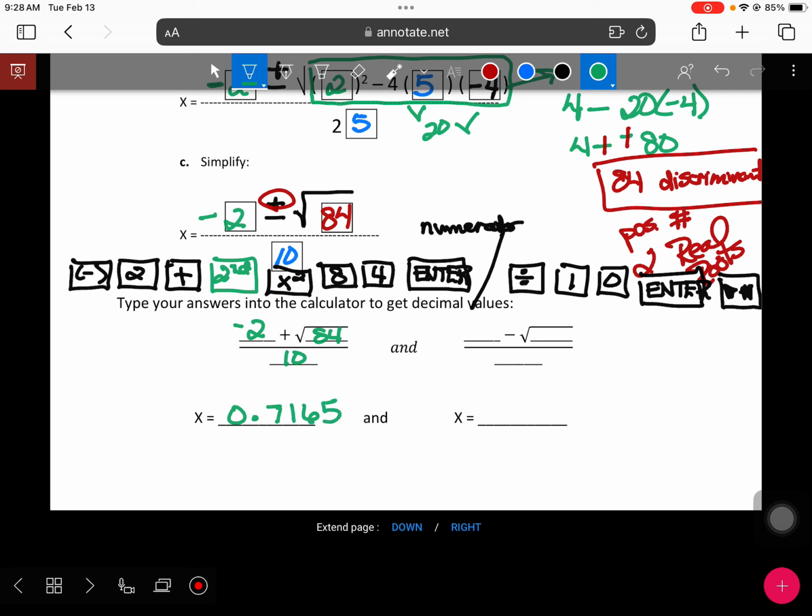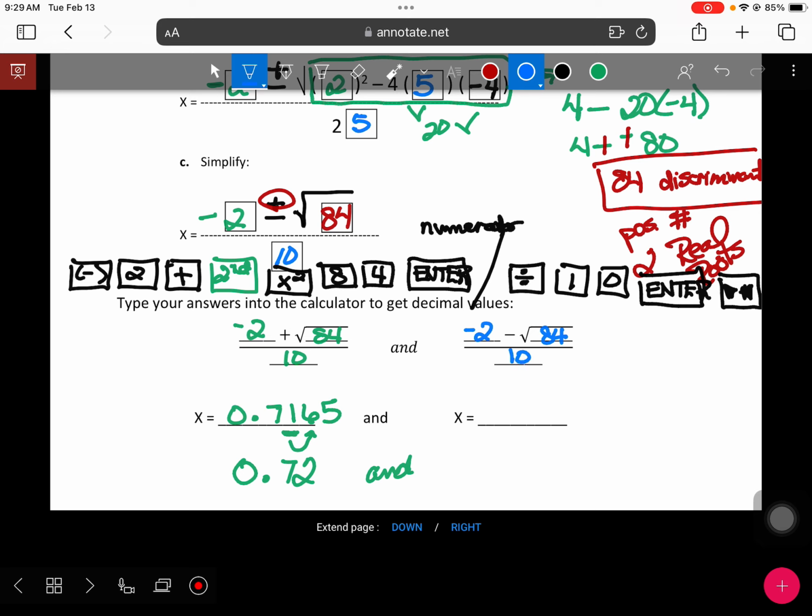Thank you. All right, let's say I'm rounding this to the hundreds place, like hundreds as in dollars and cents. So that means I would only have 2 decimal places. You go next door to the right, 5 or more, it's going up. So my answer here would be 0.72. That is your root, okay? That is a root. And then we do the same thing with the negative value. So we would say -2 minus the square root of 84, all divided by 10.